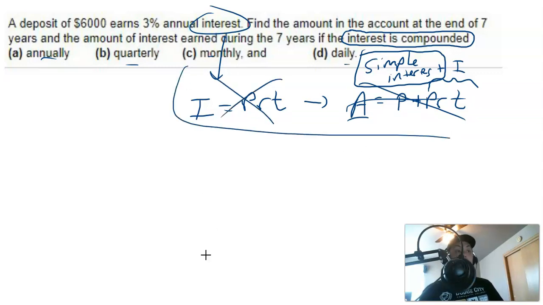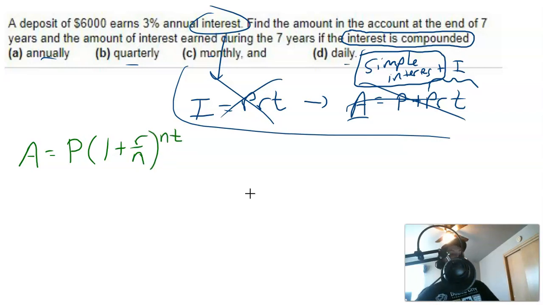So we can't use the simple interest formula. We have to use this other formula: A equals P times parentheses 1 plus R over N, to the power of NT.